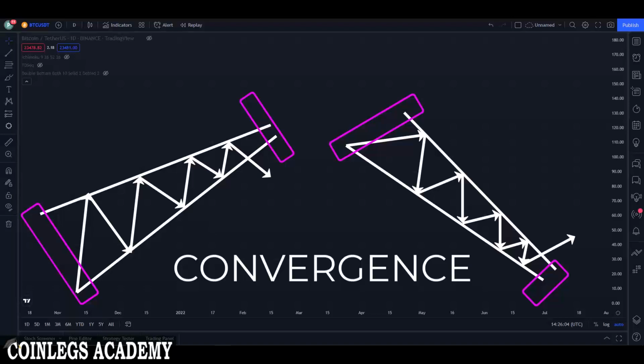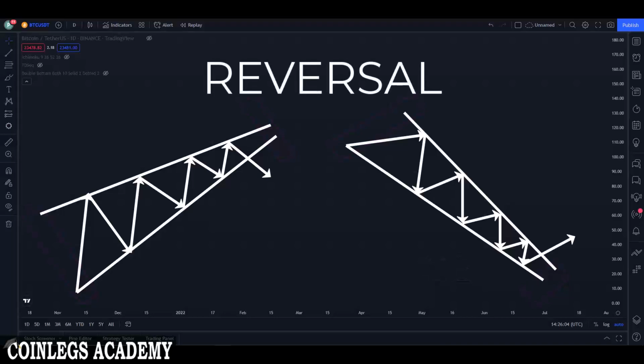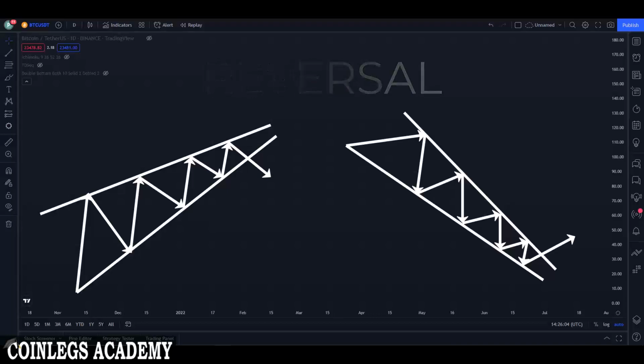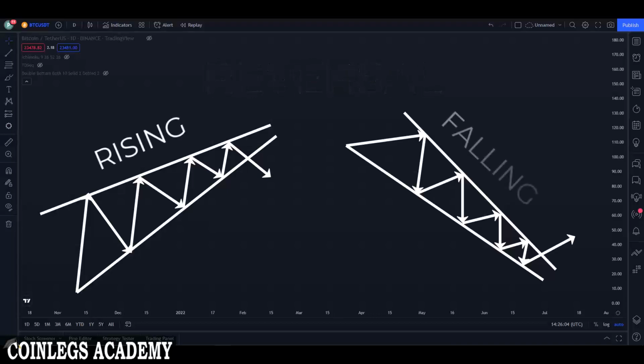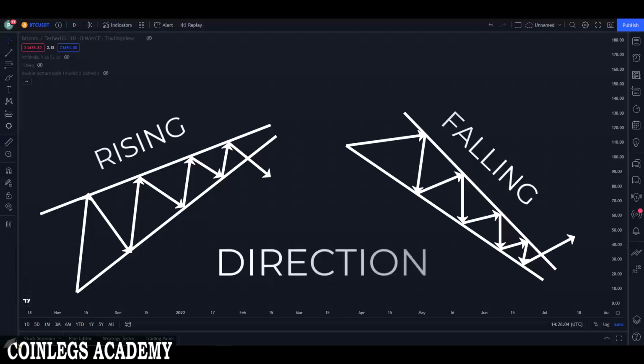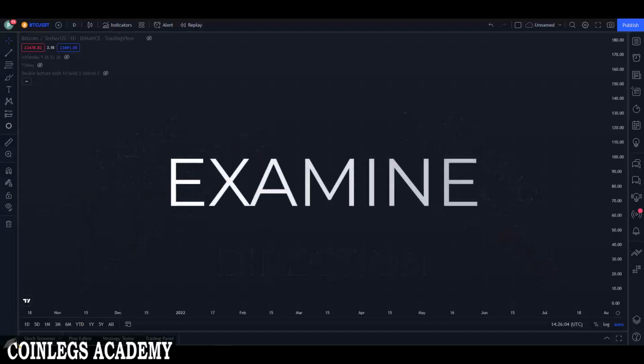Wedge-shaped trend lines are considered useful indicators of a potential reversal in price action by technical analysts. The patterns may be considered rising or falling wedge, depending on their direction. Now let's examine them.